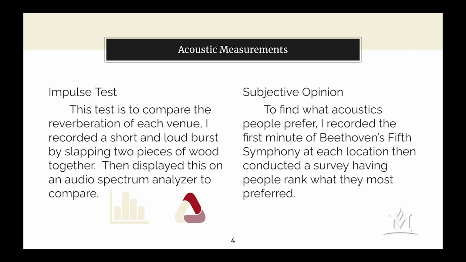Then for the subjective opinion survey, I took a speaker and played the first minute of Beethoven's 5th Symphony. I chose the piece because it's loud, it's quiet just in the first minute, and goes through all the different instrument sections, to compare and contrast, to make sure you can hear the woodwinds versus the strings versus the brass. And then I sent out a survey having people list their preference of recordings from 1 to 6.